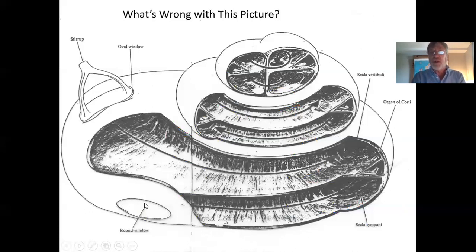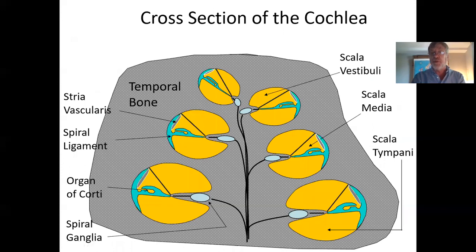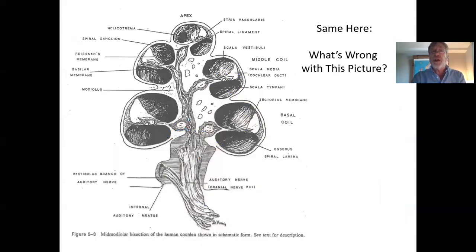The inaccuracy of this slide is that it shows you that the scala media actually gets smaller as you go toward the apex, which is patently false. This one here is showing it more correctly, okay? This picture here shows that inaccuracy too. In other words, that the scala media gets smaller as you go toward the apex, which just ain't true, okay? That's why I said same here. What's wrong with this picture?